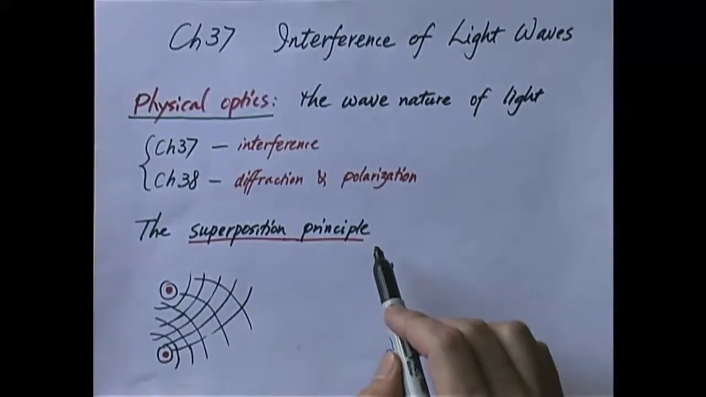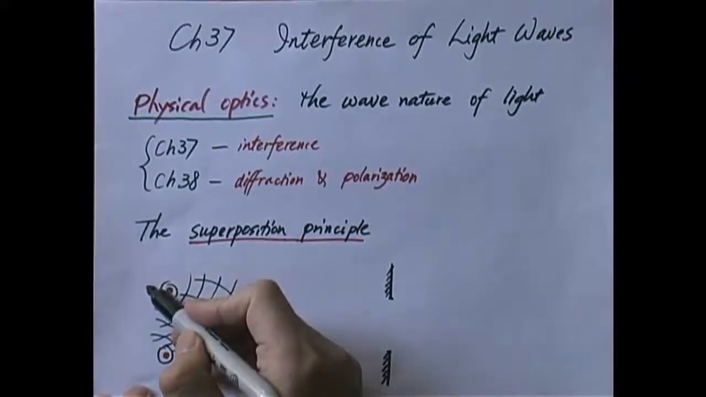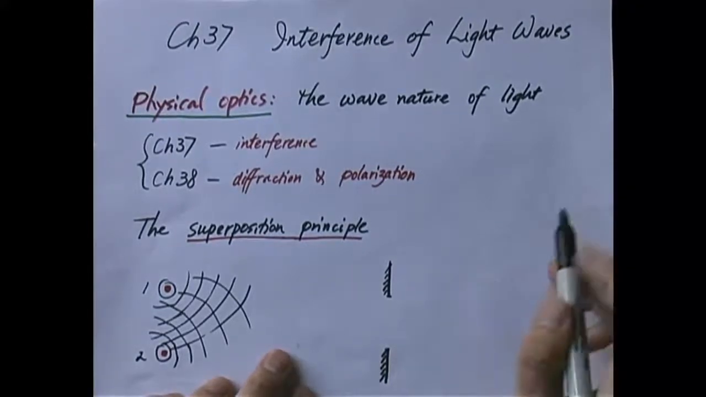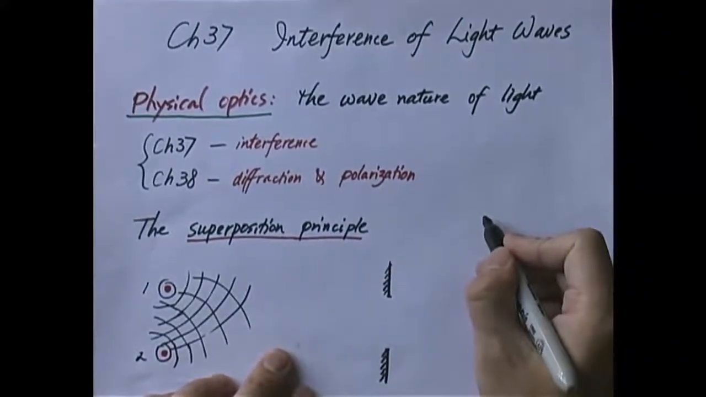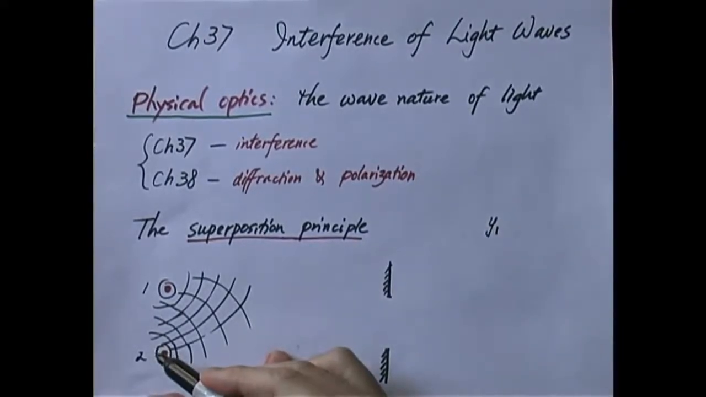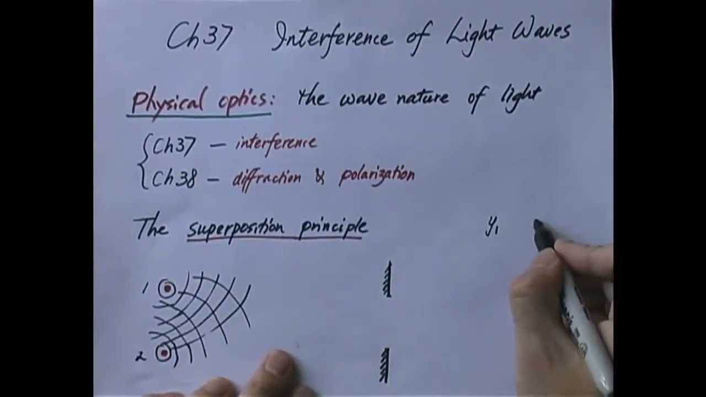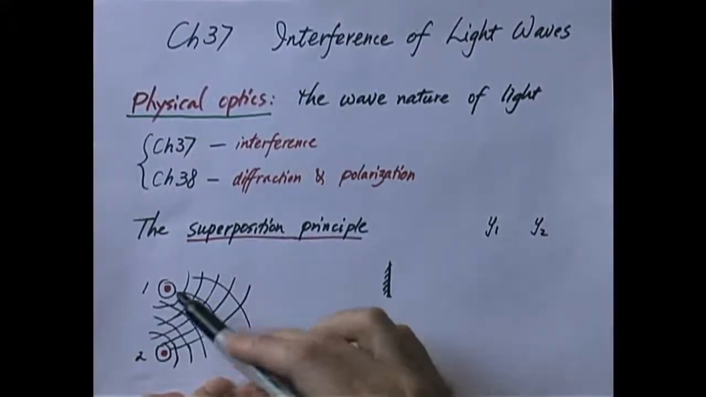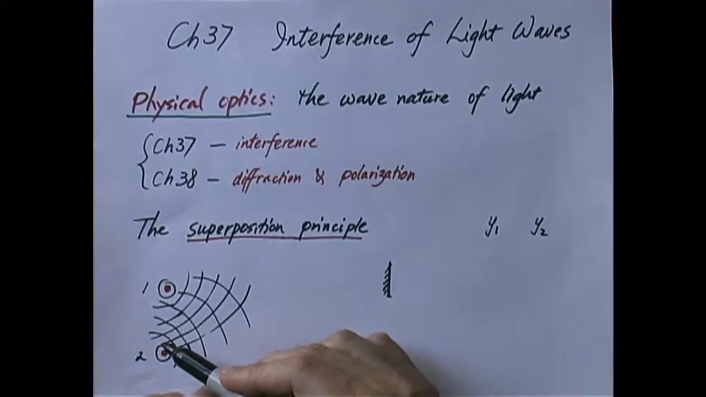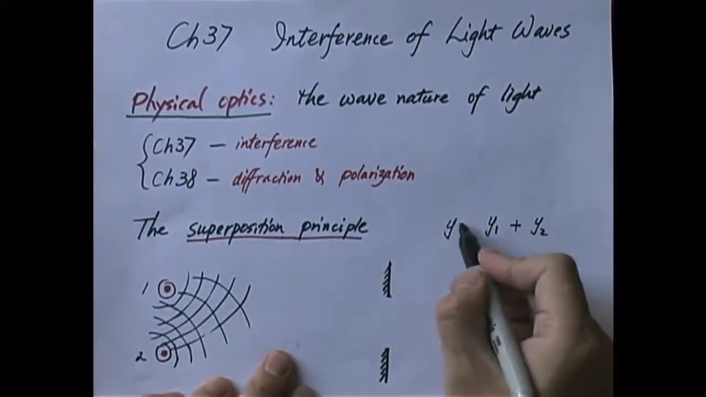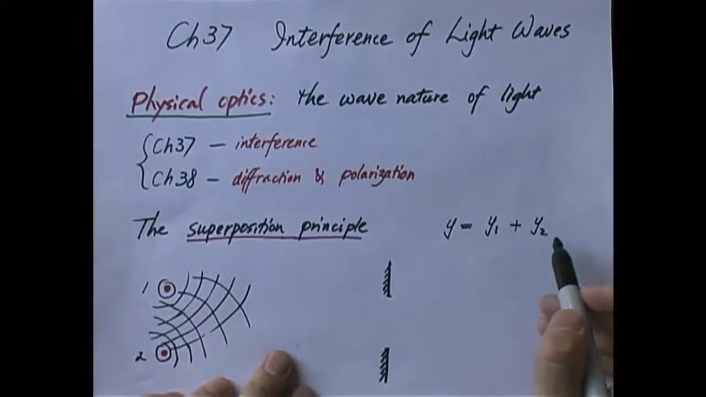Once again, what is the superposition principle? It says that if I have two wave sources, source number 1 and 2, source 1 alone produces a certain disturbance, which we call Y1, and source 2 alone, without any other source, would have produced a disturbance called Y2. Then what happens when source 1 and 2 are both present simultaneously? The superposition principle tells us that the actual disturbance would simply be the sum of Y1 and Y2. That is the so-called superposition principle.